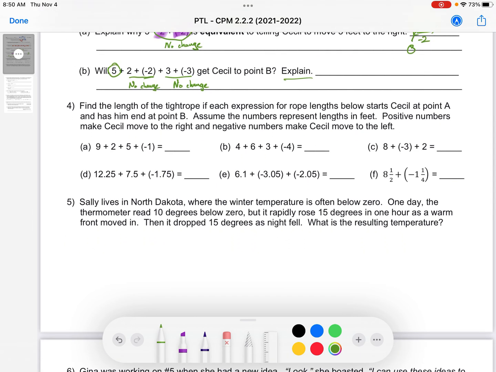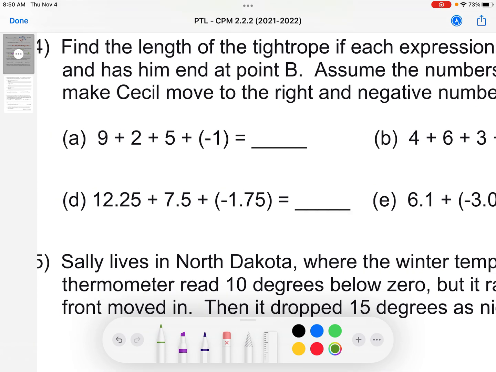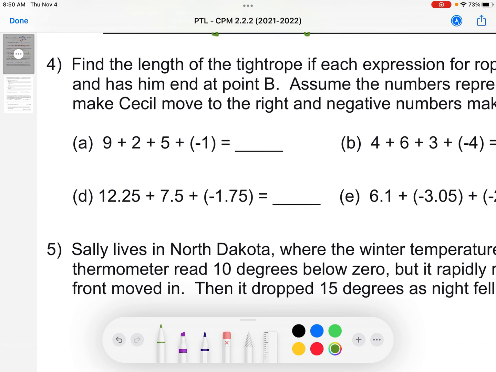Find the lengths of the tightrope if each expression for rope lengths below starts Cecil at point A and has him end at point B. Assume the numbers represent lengths in feet. Positive numbers make Cecil move to the right. Negative numbers make Cecil move to the left, right? So you could draw all of this out.